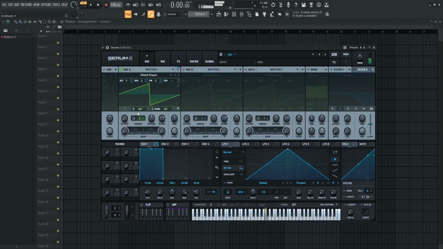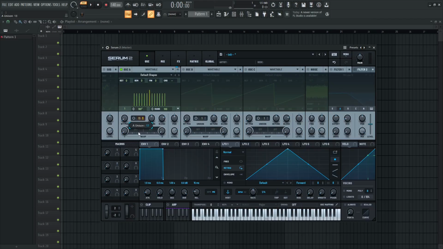3, 4, 5, so on, right? And you can keep on going. In Serum, the maximum number of unison voices you can have, so the most copies of whatever's in your oscillator playing at the same time, is 16. 16 voices, 16 copies of this saw wave being played at the same time.